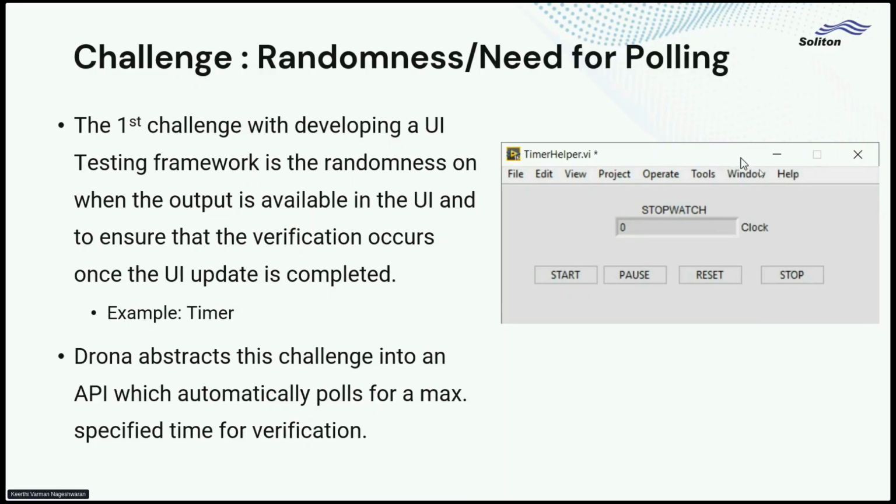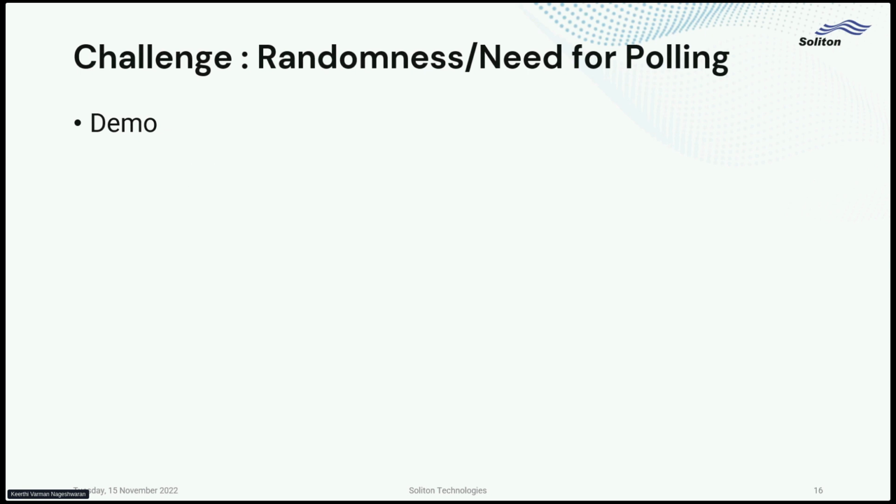Sure. So the next challenge in UI testing is that there is some randomness involved in the output. After providing all the stimulus, we will not know when the output will be available in the UI. We might be dealing with some time-consuming process. So Drona provides an API that polls for the expected output in the UI, waits for a given amount of time, and after that fails the case. We are providing this API to test this kind of randomness. I will quickly show a demo on this one.